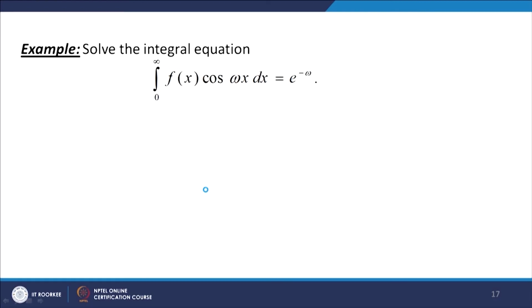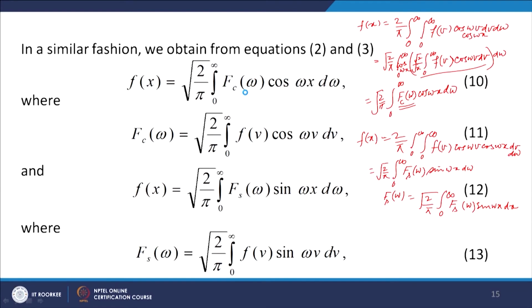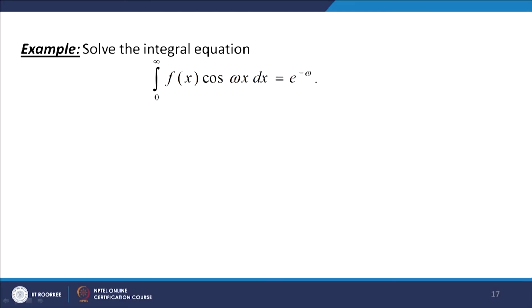So let us solve this equation, integral 0 to infinity f(x) cos omega x dx. This is an integral equation because the unknown function f(x) appears under the integral sign. Now let us note that this is nothing but the Fourier cosine transform of the function f. Let us look at this Fourier cosine transform. This is F c omega, root 2 over pi, integral 0 to infinity f(b) cos omega b db. So instead of root 2 over pi, let us take 1 here, then F c omega is integral 0 to infinity f(b) cos omega b db. Let us solve this integral equation.